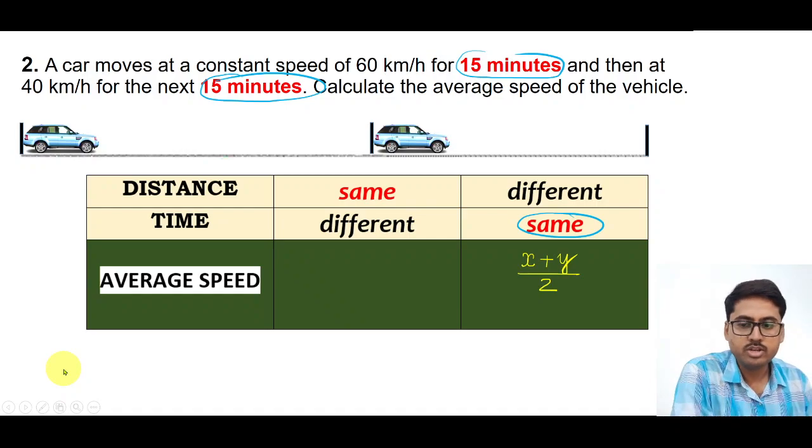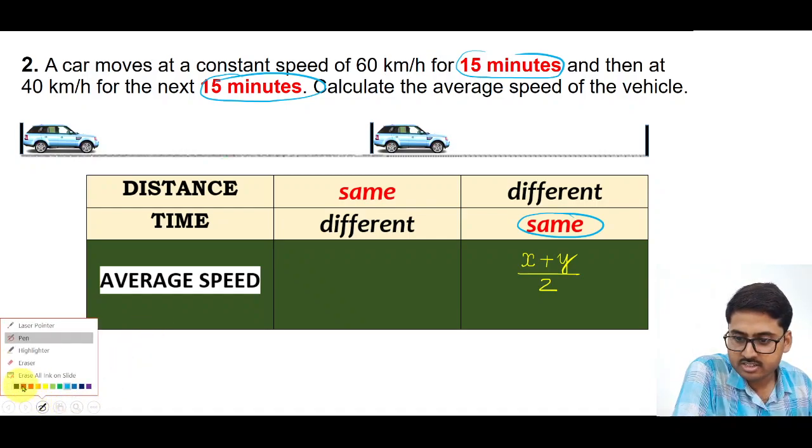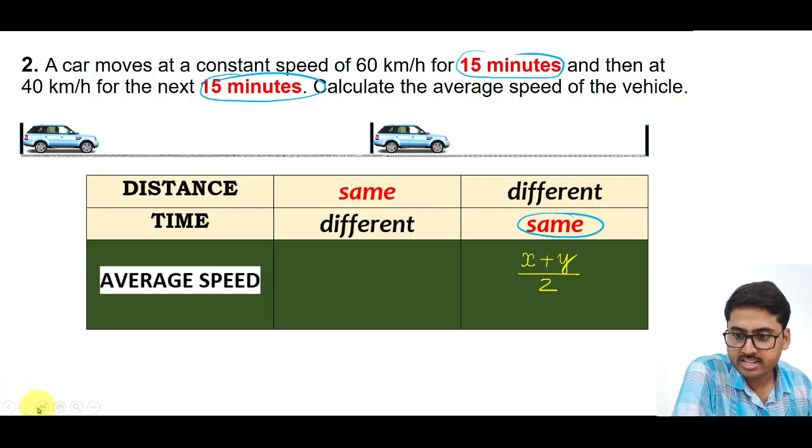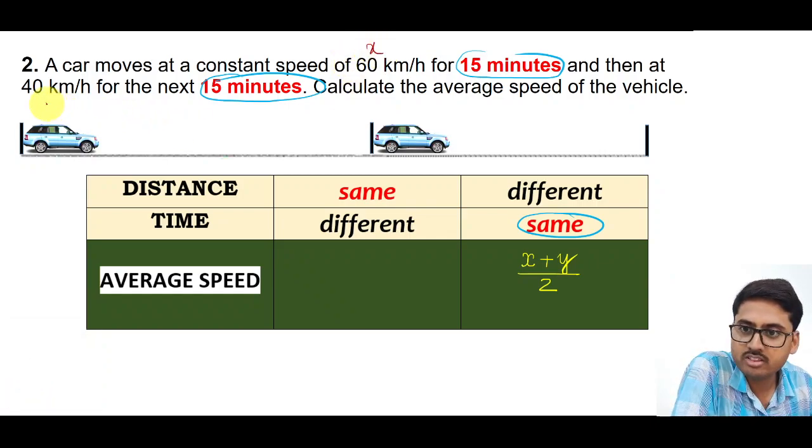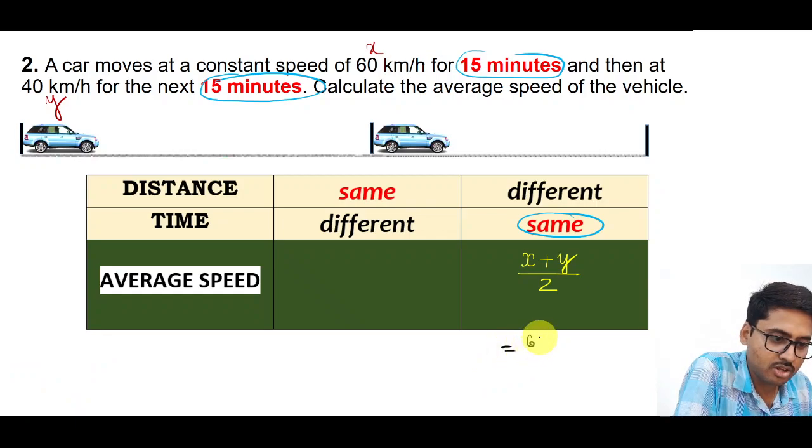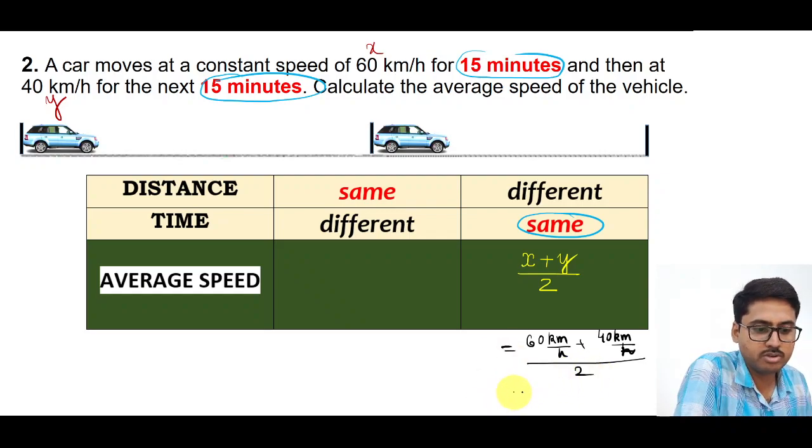y by 2. If I am calling the speed in the first interval as x, and I am calling the speed in the second interval as y, then you can directly take the average of the two like this: 60 kilometer per hour plus 40 kilometer per hour divided by 2, that is 60 plus 40 by 2, that is 100 by 2, and that is 50 kilometer per hour.